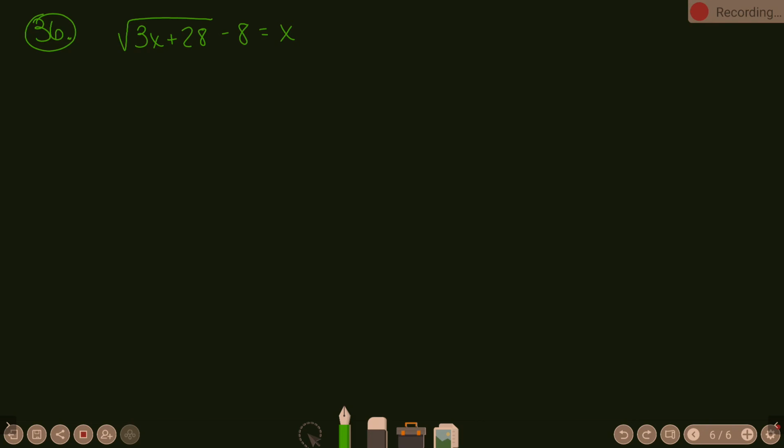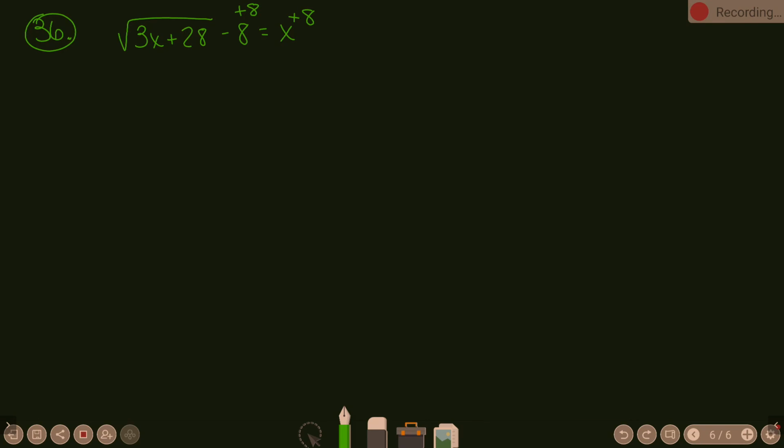Okay, 36. 36 is technically the second half of the chapter, similar to the last one. This one has an actual radical. When you see a radical, your job is to get the radical by itself. So if I'm going to get this by itself, what do I need to move away from the radical? The -8. If I'm going to move the -8, I'm going to add the 8.